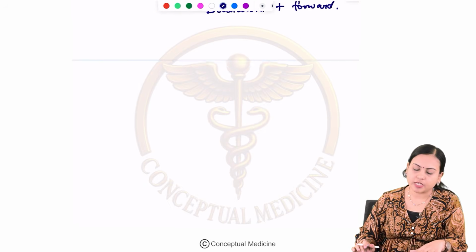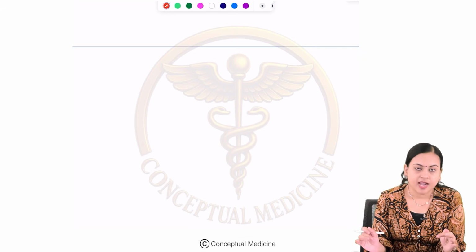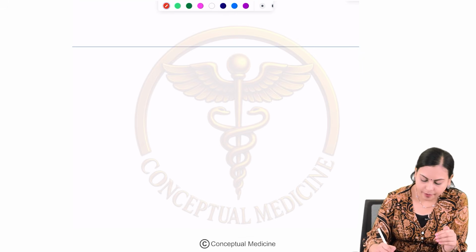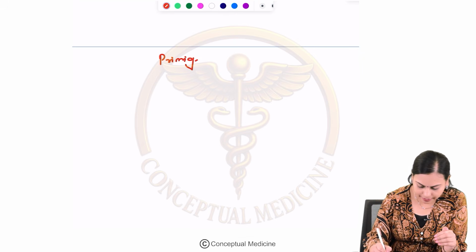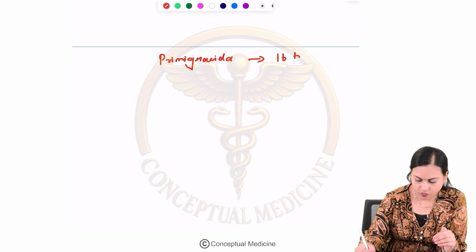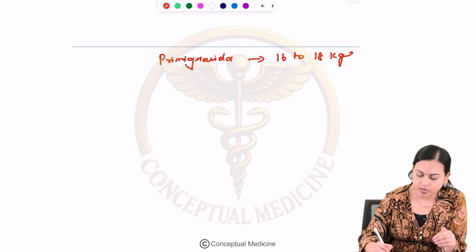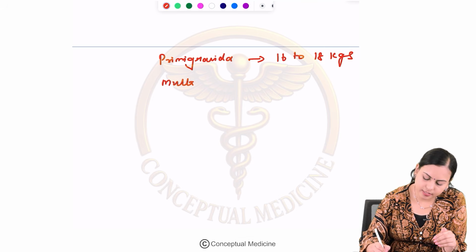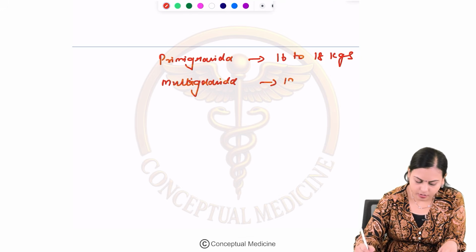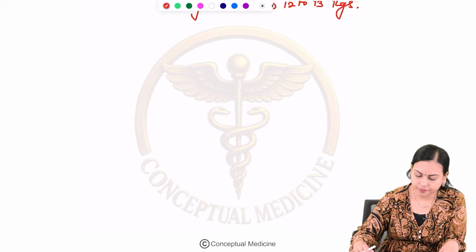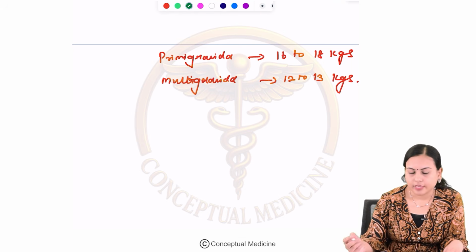So this is how you will be delivering the fetal head, right? And the maximum traction force that is applied in the case of primigravida is around 16 to 18 kilograms, and in case of multigravida, you have to give a traction force around 12 to 13 kilograms. Clear?